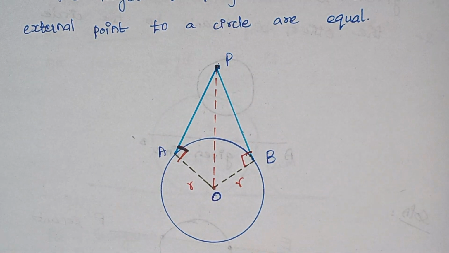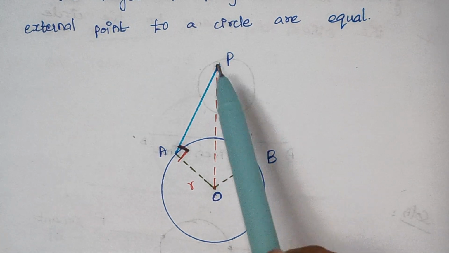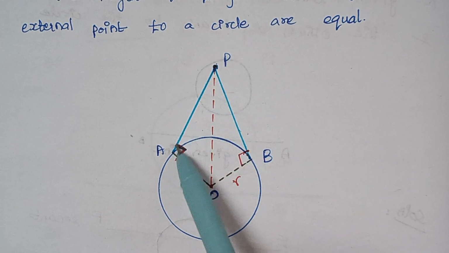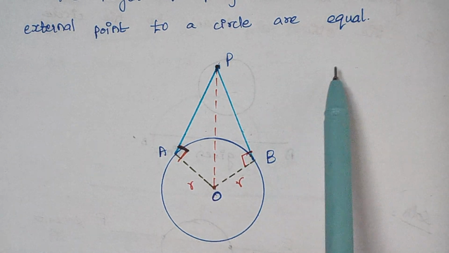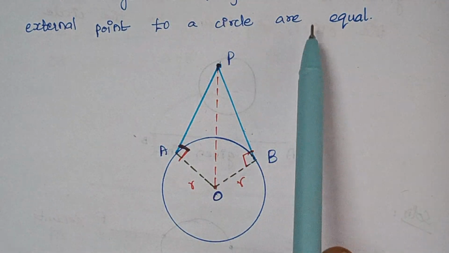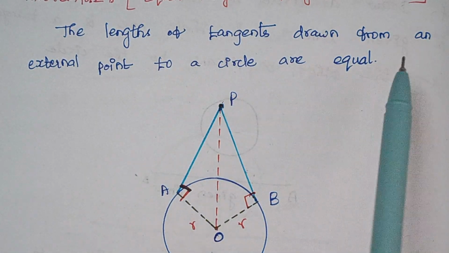So the length of the tangent drawn from an external point. So this is the point. From this point we are going to draw two tangents. So this is one tangent and this is the other tangent. And what we have to prove? That the lengths of the tangents are equal. We have to prove that the lengths of the tangents are equal.